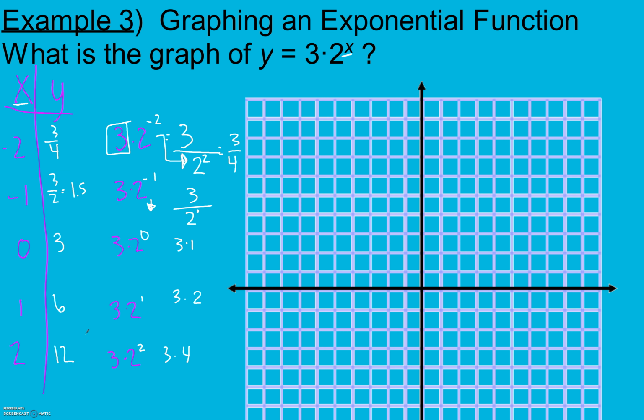So here I have negative 2 to the 3/4 power. I have negative 1, and then I have 1.5. I have 0, 3. I have 1, 6. And I have 2, 12. And we're going to connect these dots as best as we can.